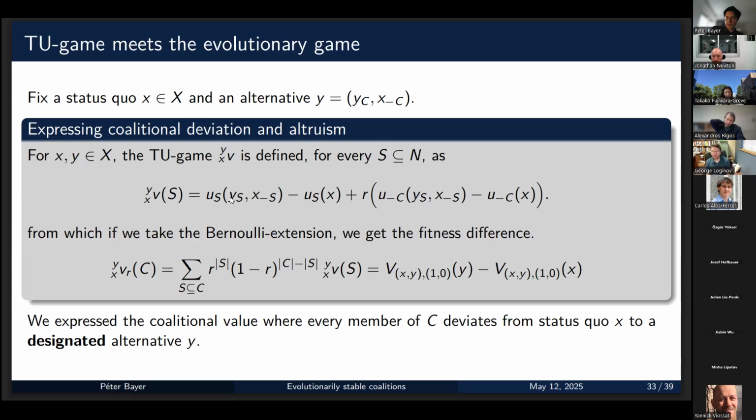So this is just the payoff gain of the subset S if they all deviate from X to Y. And this is R times the externalities on those who didn't even want to deviate. If I take the Bernoulli extension of this TU game, I will get something that is exactly equal to this fitness difference. Okay, so what we did is express the value of the coalitional move in this weird TU game way. And we did it from a status quo X to some designated alternative Y.